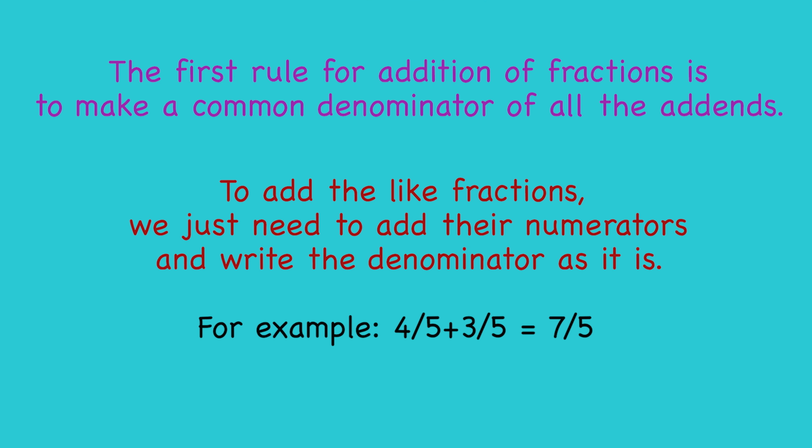The first rule for addition of fractions is to make a common denominator of all the addends. Like fractions have a common denominator already. So to add them, we just need to add their numerators and write the denominator as it is. For example, 4 by 5 plus 3 by 5 is equal to 7 by 5.